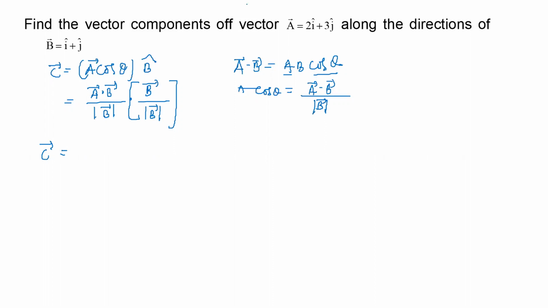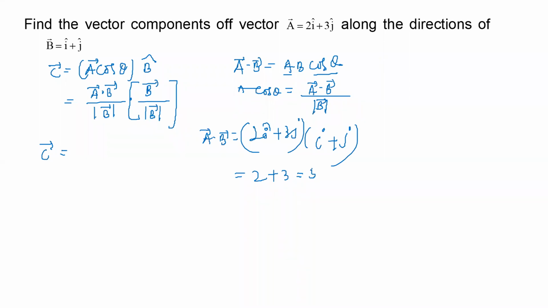Here A vector is 2 i cap plus 3 j cap and B vector is i cap plus j cap. So A dot B, students, will be how much? A vector dot B vector is equal to (2 i cap plus 3 j cap) dot (i cap plus j cap). Friends, 2 into 1 is 2, plus 3 into 1 is 3. So how much is it? 2 plus 3, it is 5. Yes or no? So the dot product A dot B is 5, divided by magnitude of B, students. How much is B? B is i plus j, so 1 square plus 1 square.